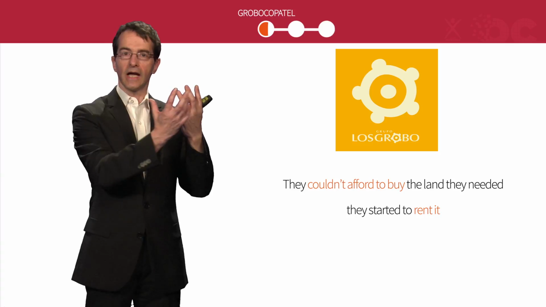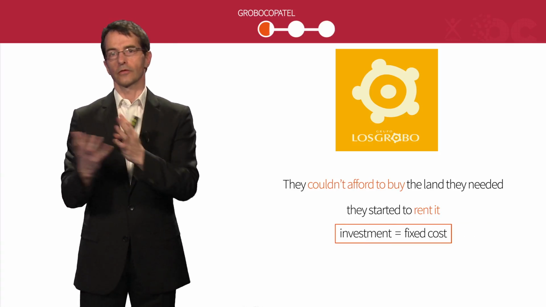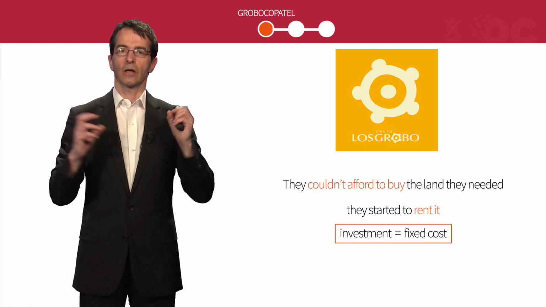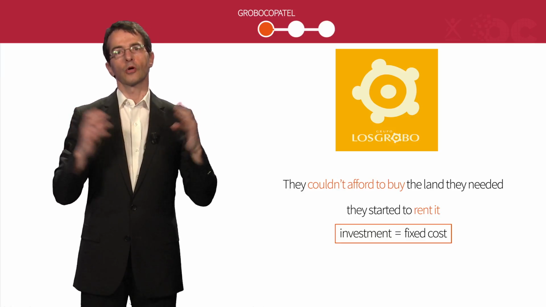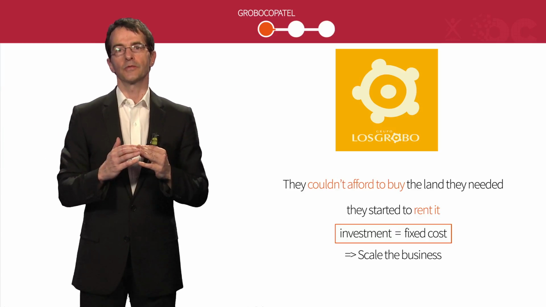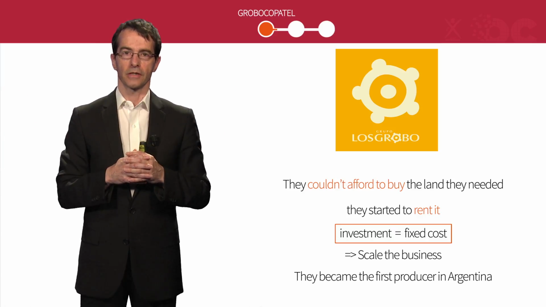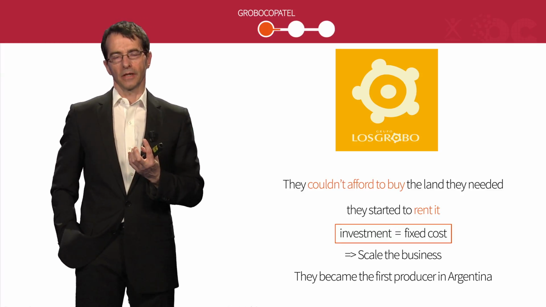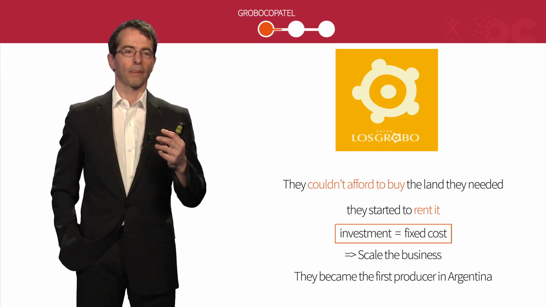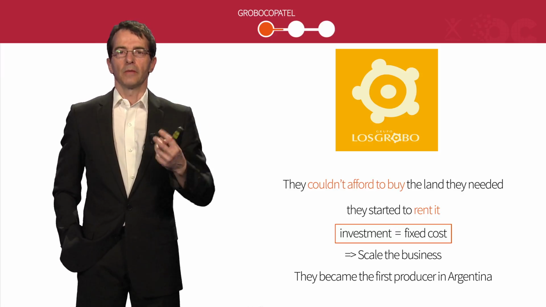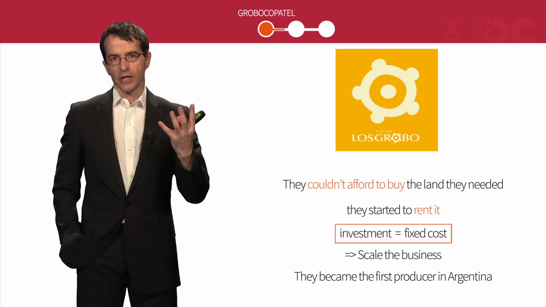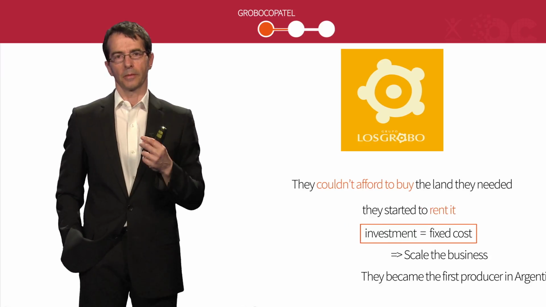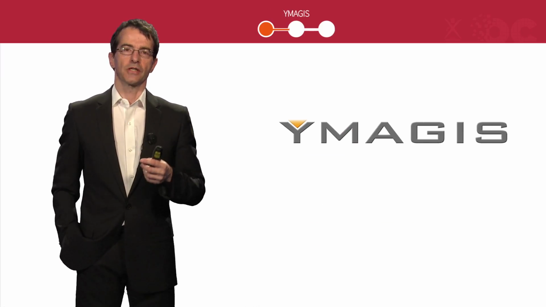So they converted an investment into a fixed cost or even a variable cost at a larger scale. That simple change in the cost structure allowed Groboco Patel to actually scale their business up to becoming the first cereal producer in Argentina. But an even more striking example of creative use of the economics to build a competitive advantage is brought by Imagis.